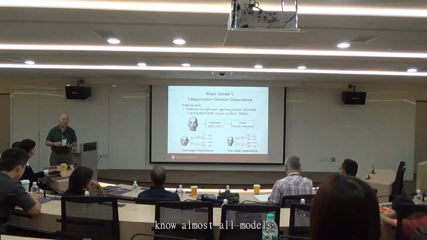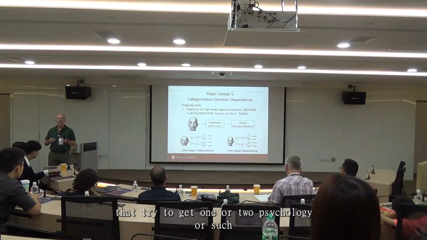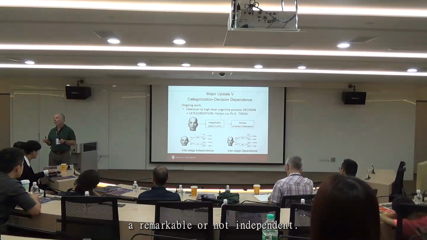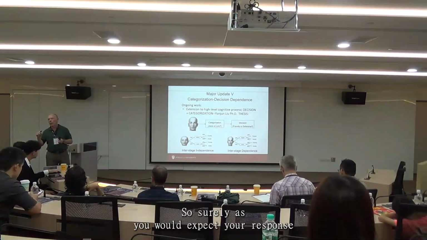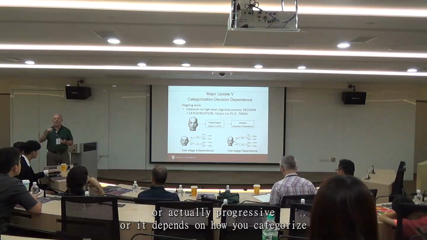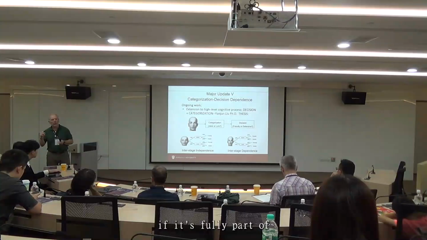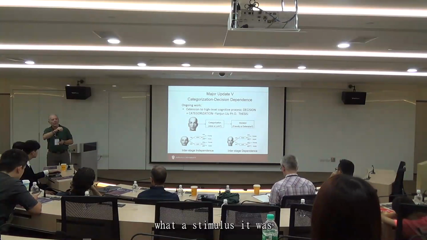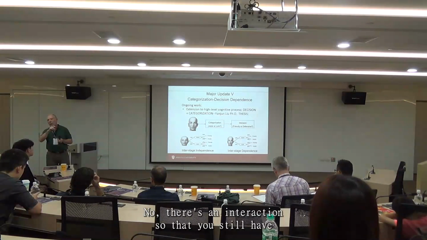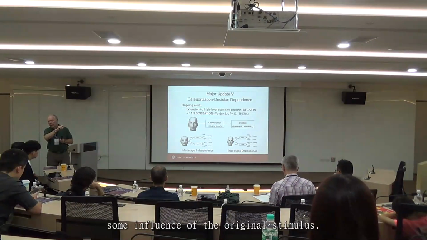Now, almost all models that try to get quantitative psychology for perception and cognition are Markov. They're not independent, so surely, as you would expect, your response or action, aggressive or not, depends on how you categorize. If it's fully Markov, your final response will no longer depend upon what the stimulus even was. Does that work? No. There's an interaction, so that you still have some influence of the original stimulus.